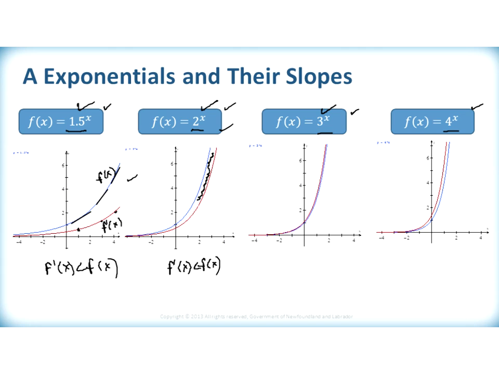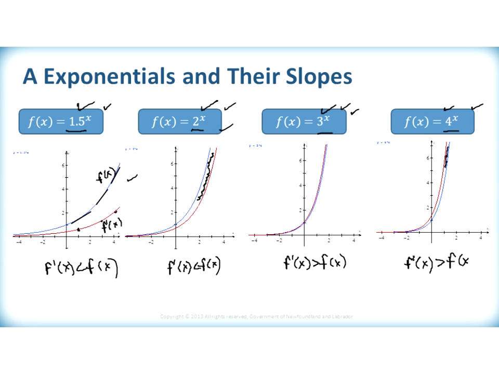When we go to 3 to the power of x, it's a very subtle difference, but if you look carefully, you'll see that f prime of x, the red curve, is actually slightly greater than f of x everywhere. Then let's move from 3 to the power of x to 4 to the power of x, and you'll see that f prime of x is greater still than f of x, and the gap between the two is starting to widen a little bit. So they're getting further apart.